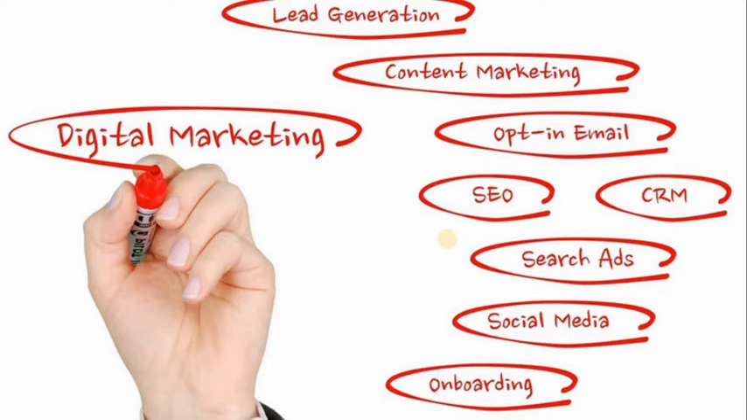You can generate leads from your website or landing pages where you give out a bonus and offer. So it also covers content marketing. This is actually creating content. We'll go to that later in this. Opt-in email, we'll talk about the SEO, CRM, search ads, social media onboarding. So we'll still talk about all this later on. But these are all the things that digital marketing covers.